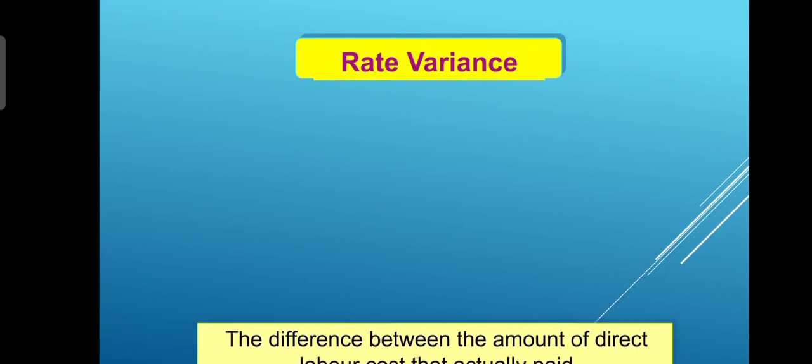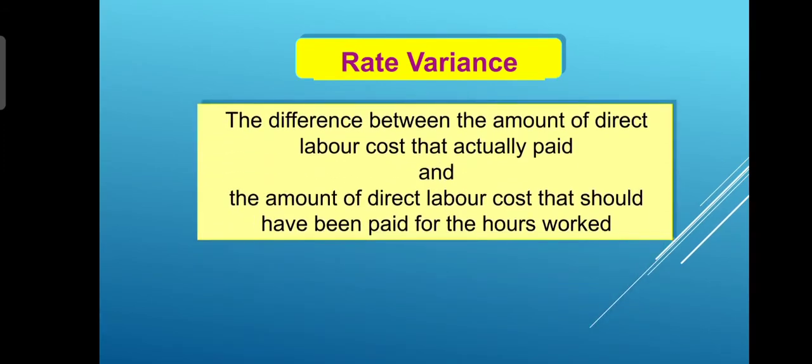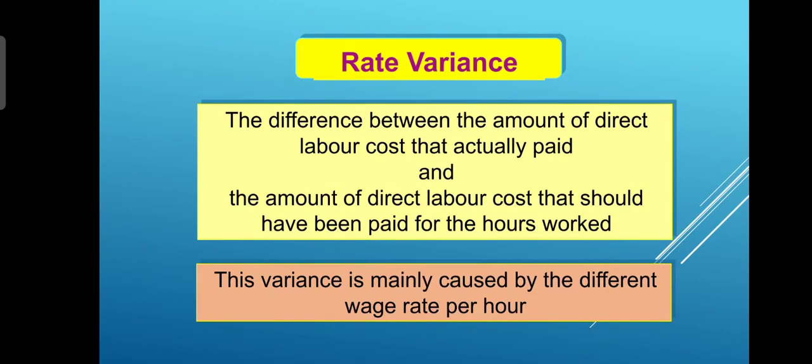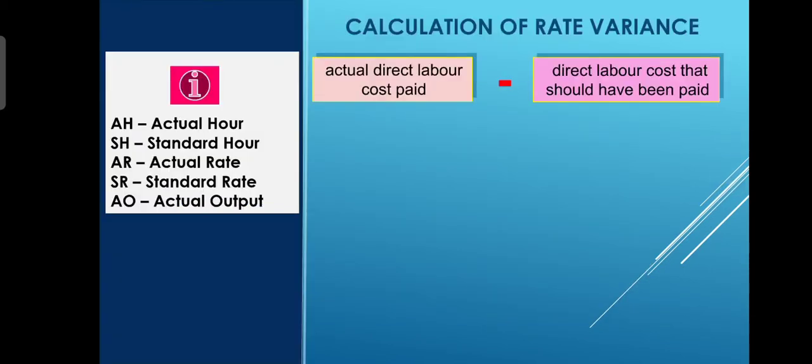Rate variance. It is the difference between the amount of direct labor cost that actually paid and the amount of direct labor cost that should have been paid for the hours worked. This variance is mainly caused by the different wage rate per hour, that is standard rate and actual rate. How to calculate the rate variance?